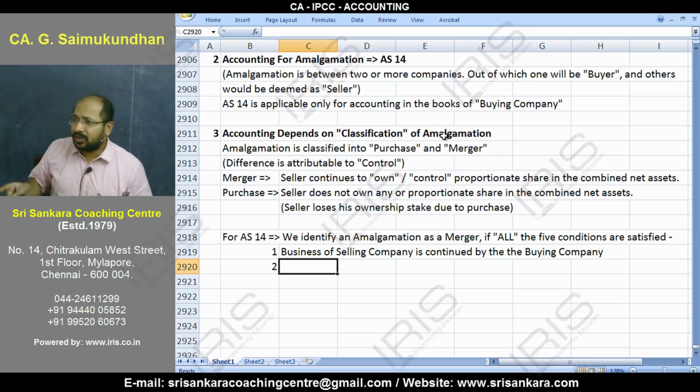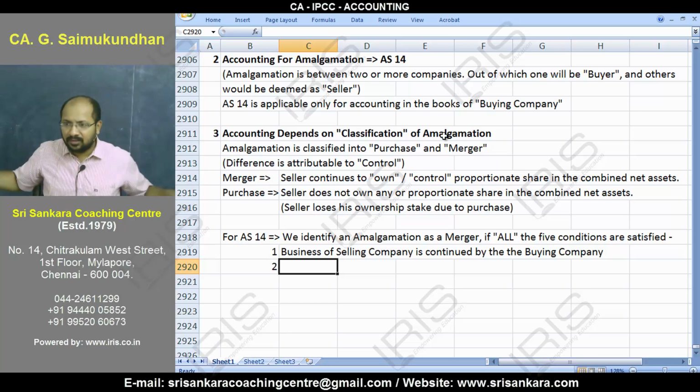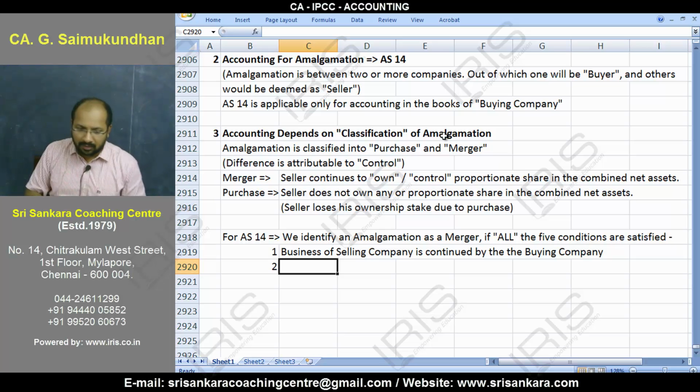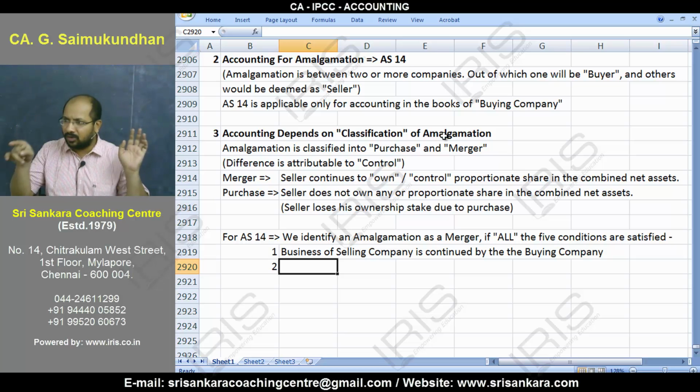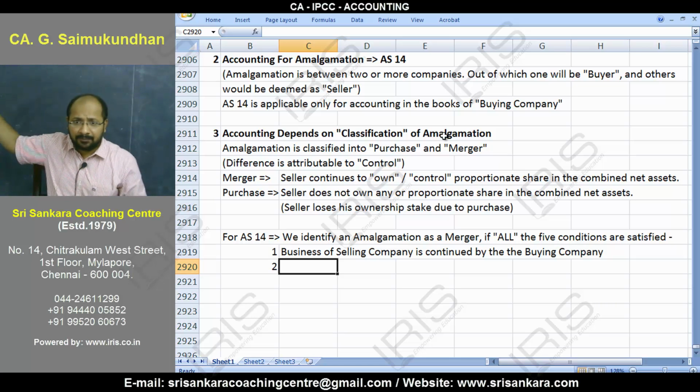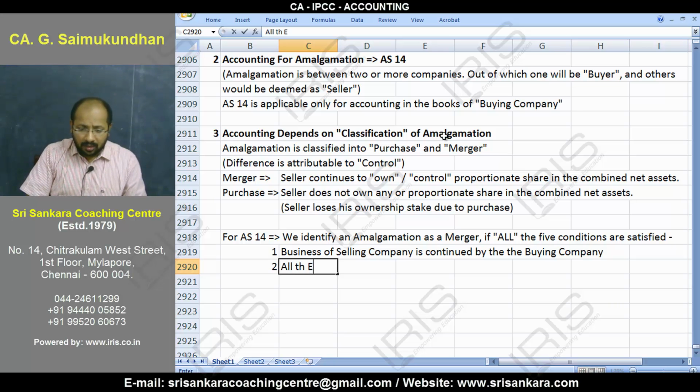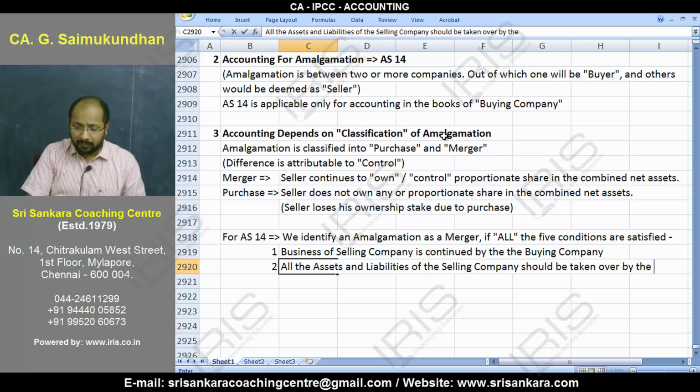They could not kill it. In a lot of cases, people acquire not to make it big, but rather to destroy it, or use it for some other reason. We'll come across lots and lots of these ideas. Anyway. Condition number 1, business of selling company is continued by business of buying company. They don't speak a word about the business of buying company at all. You only tell that the seller's business you should continue. After I continue your business, can I shut down my business? Yes. Will it still be considered amalgamation in the nature of merger? Yes. Condition number 2. All the assets and liabilities of the selling company should be taken over by the buyer.